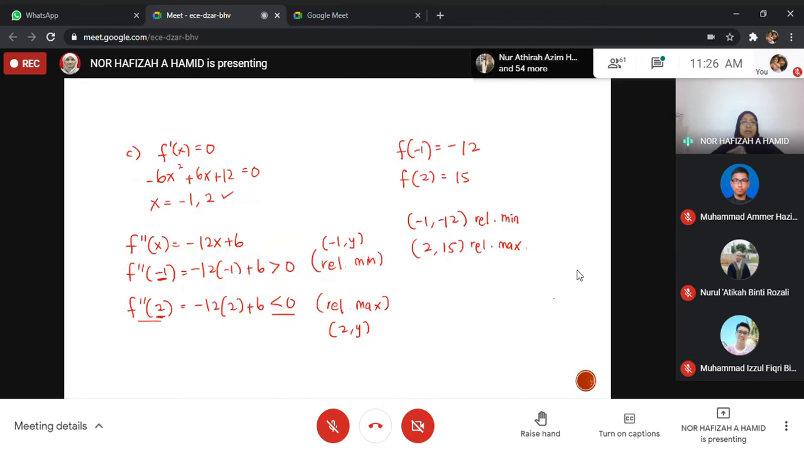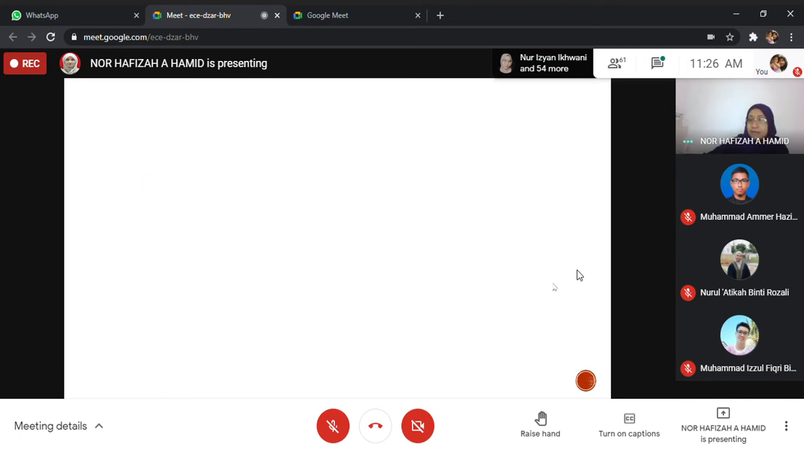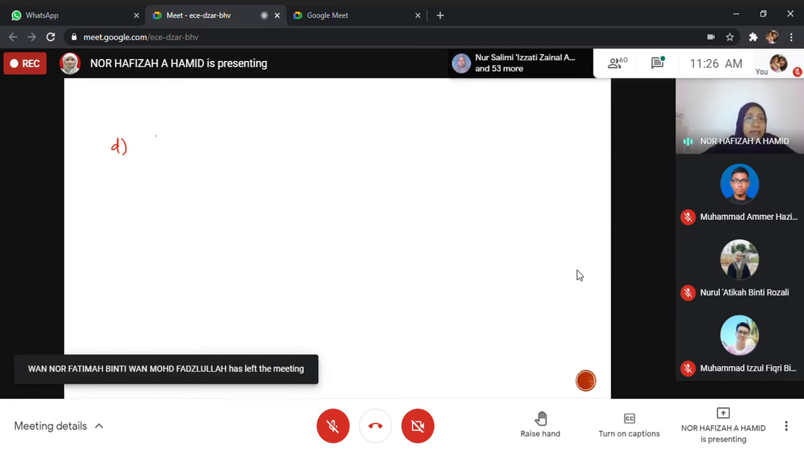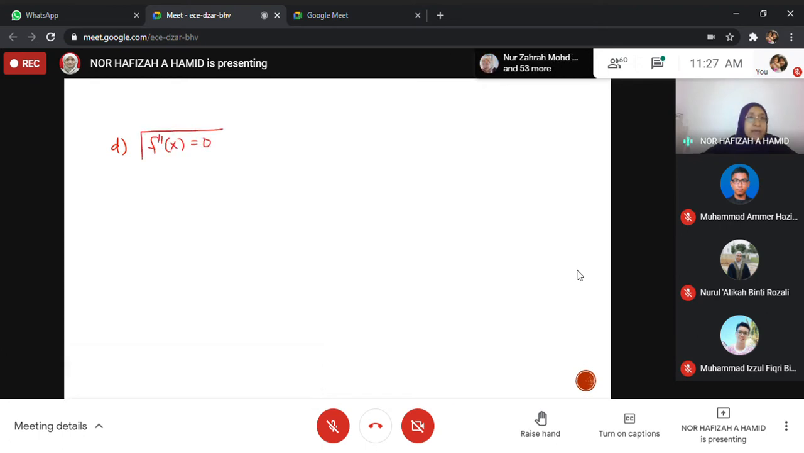So ni kalau for C, you nak solve for relative maximum and relative minimum using first derivative test or second derivative test. Okay, next for D. You need to find the intervals where the graph of f(x) is concave up and concave down. To determine concavity, you kena ingat condition dia is when f double prime x equal to 0. You kena differentiate 2 times and equalkan dengan 0.